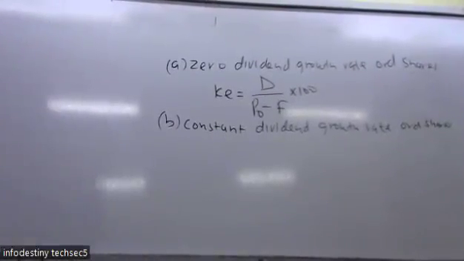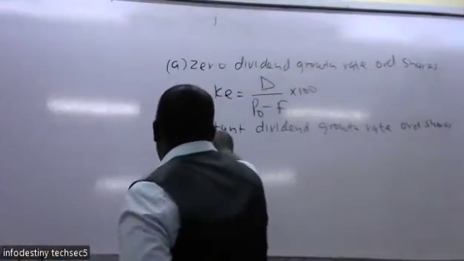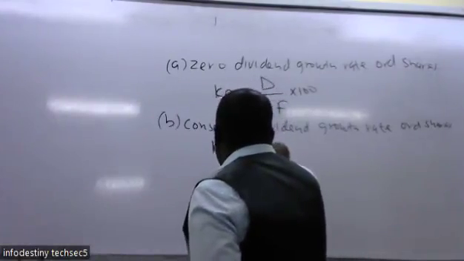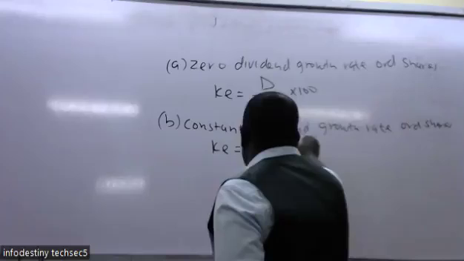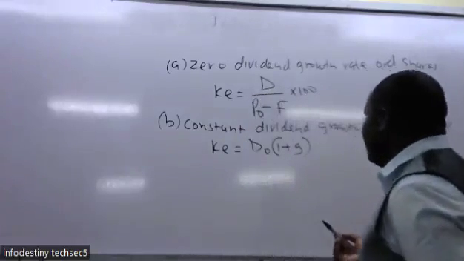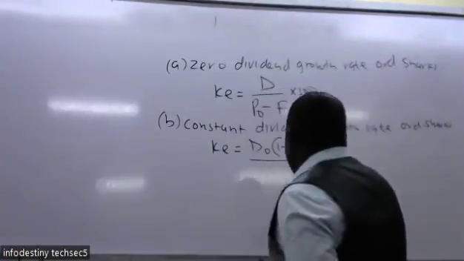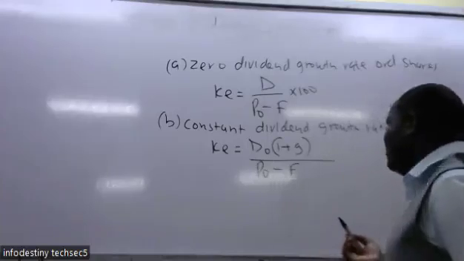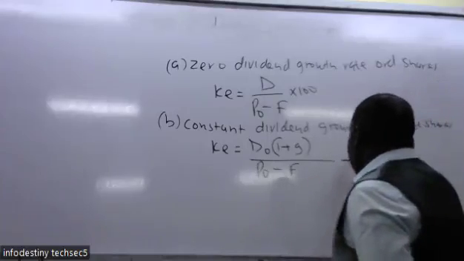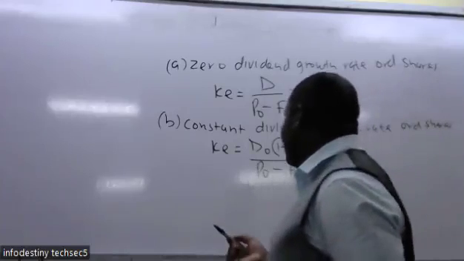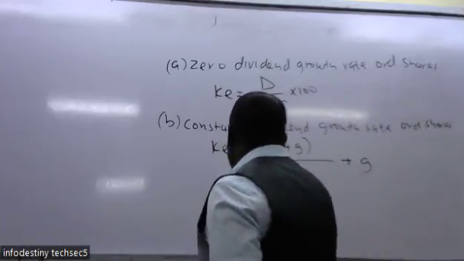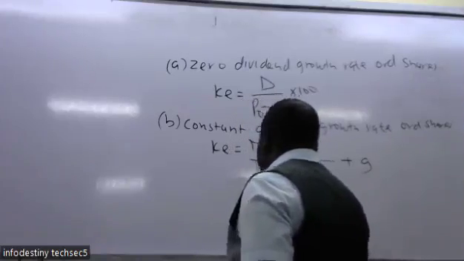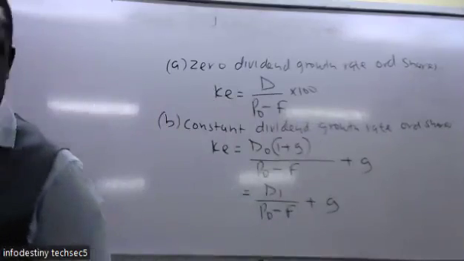So to calculate the cost of the ordinary share in this case, it is given by dividend in period 0, which we increase by the constant growth rate, then divide by P0, the current market price per share, then subtract the flotation cost. Finally, it will simply be D1 divided by P0 minus the flotation cost, then we add G at that level.